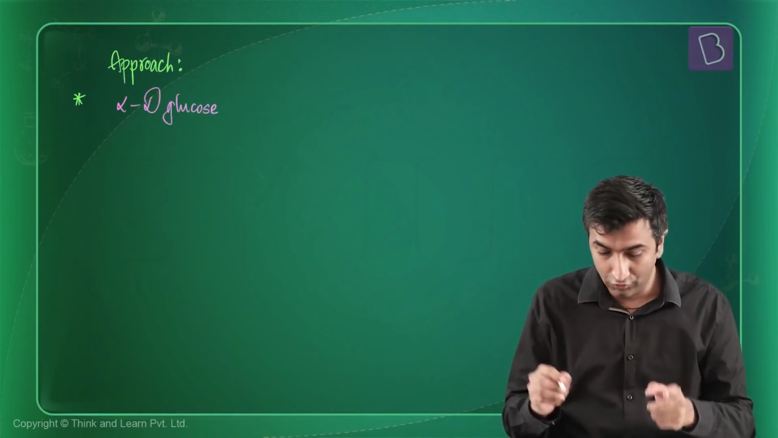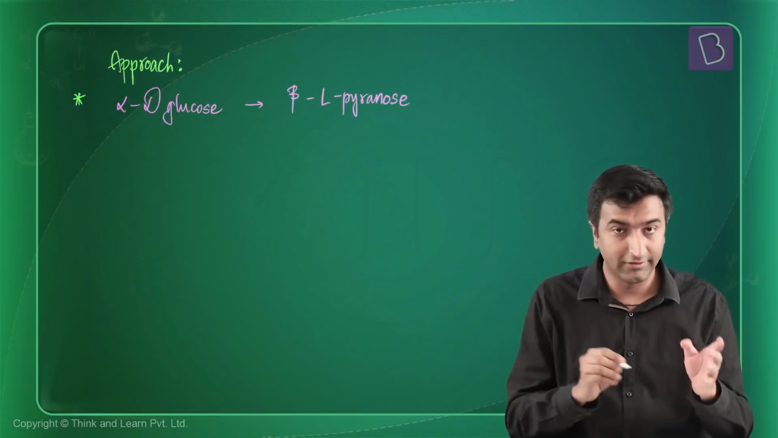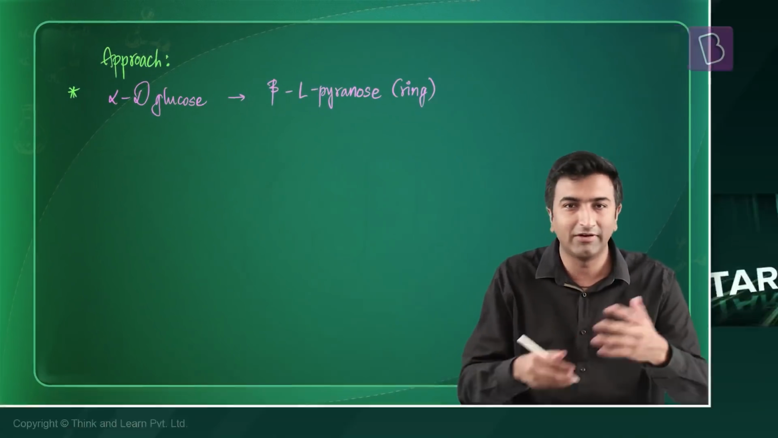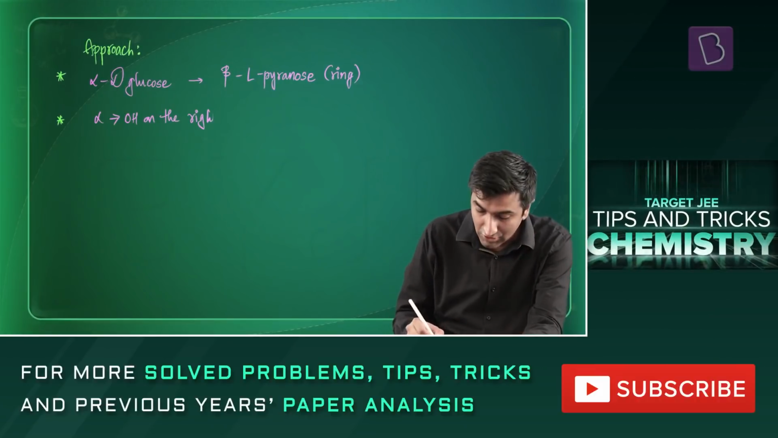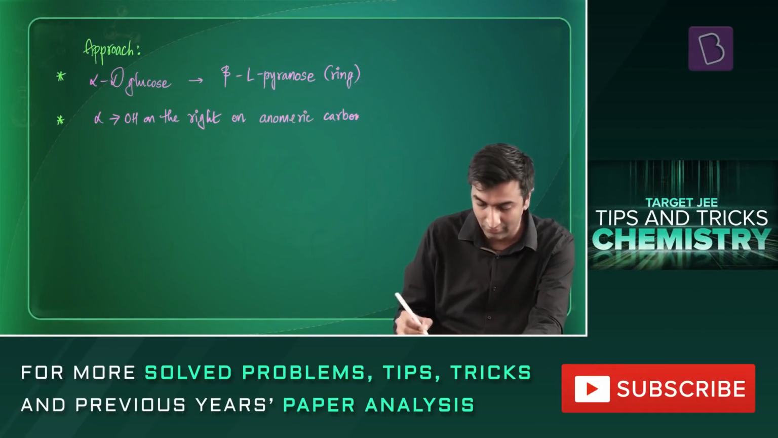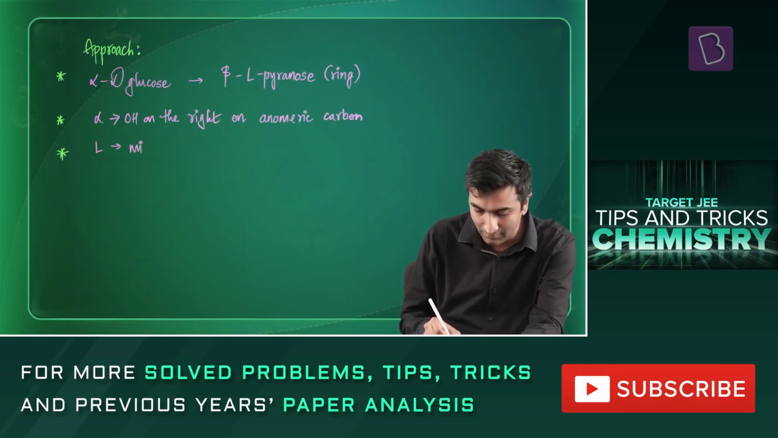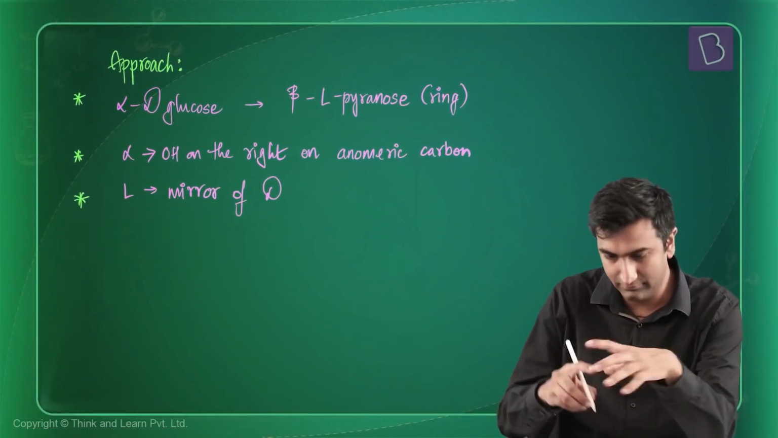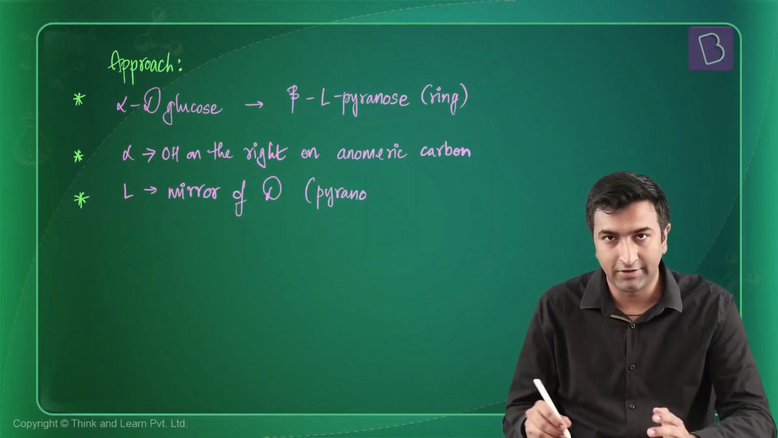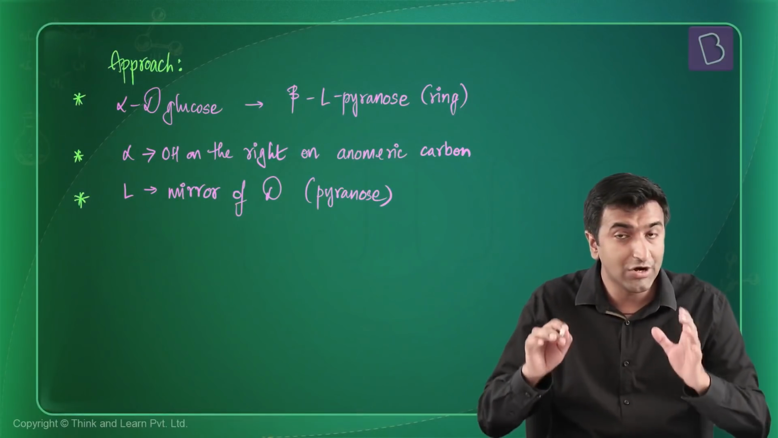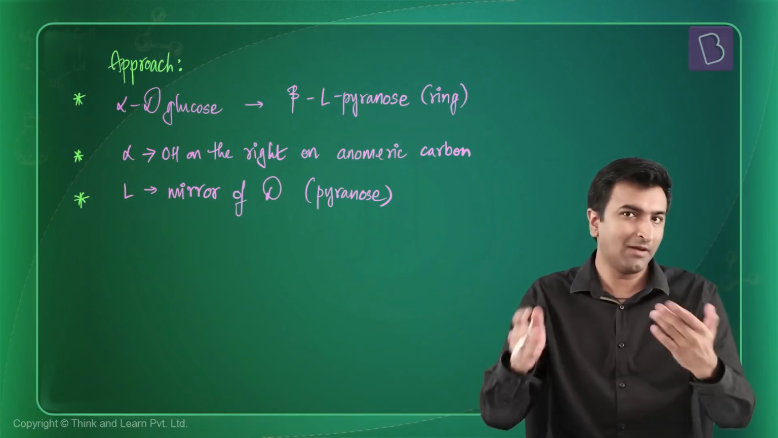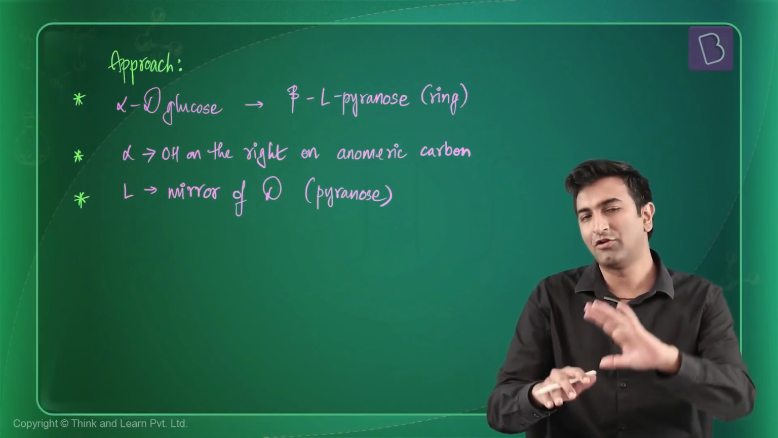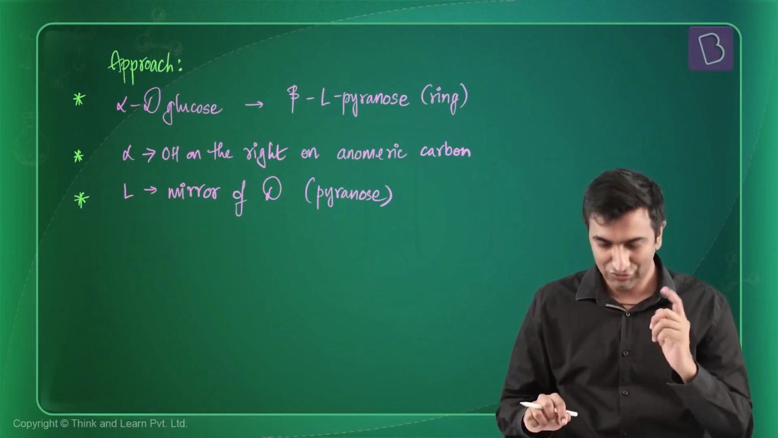You have alpha-D-glucose, you're moving this to beta-L-pyranose, the ring structure. Now, what is alpha, what is beta, what is L and D? That's all you need to know. So alpha is when you have OH on the right on the anomeric carbon, okay, and L is basically the mirror of the D, and the ring structure is the pyranose structure. That's all you need to know. So we're going to quickly draw this, and if you ever have a doubt in this and you're unable to remember it, just come back and look at this video. You'll be fine. You'll solve literally any question on these ideas. So let's get started right away.